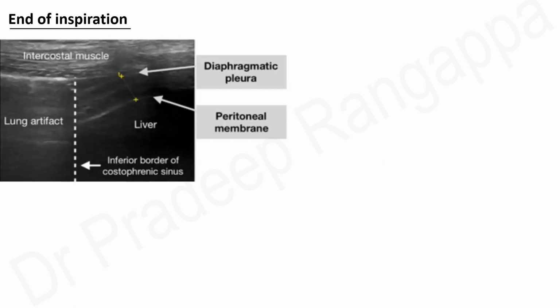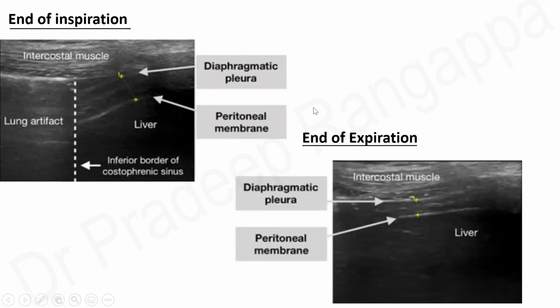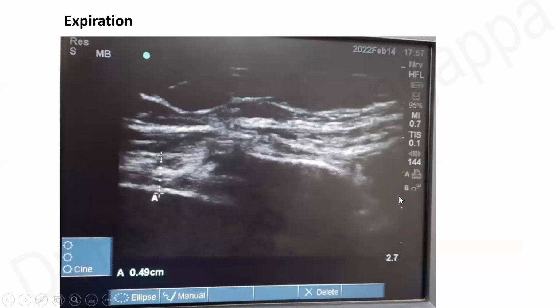But how we see when we do it in our ICU looks something like this. I'll show you our own pictures. So this is the intercostal muscle. This will be the liver. This is the diaphragmatic thickness we look at during end inspiration. As I said, at end inspiration, diaphragmatic thickness will be more. During end expiration, diaphragmatic thickness will be less. So this is the picture we took in our ICU for this patient with myasthenic crisis involving the diaphragm.